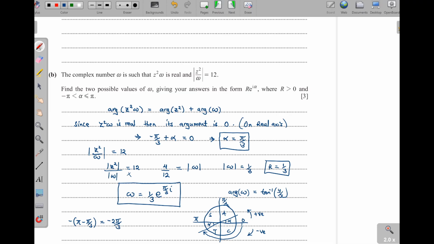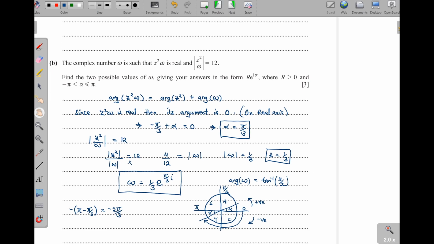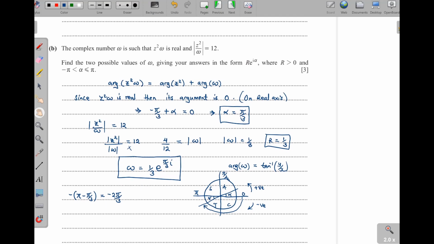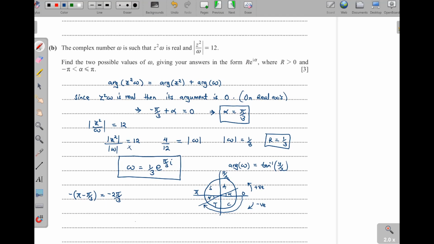That means the second value of this omega shall be, omega is equal to, it is still the same modulus here, then e to the power of negative 2 pi over 3 i. So these are the two values here.